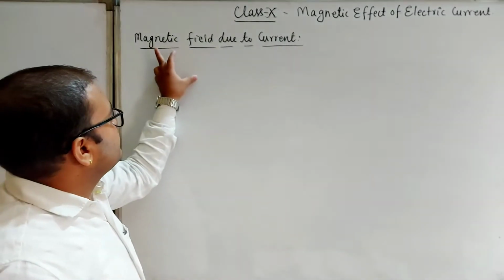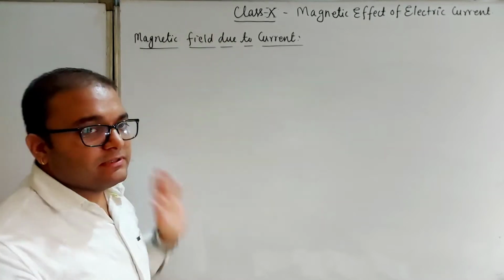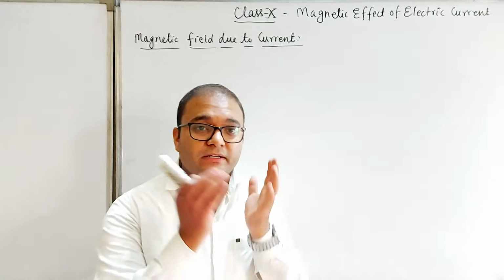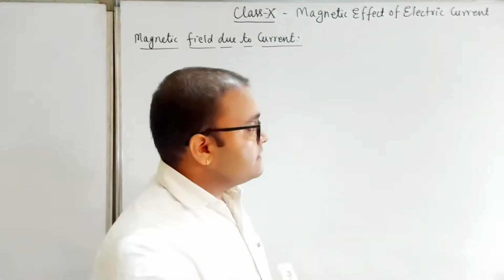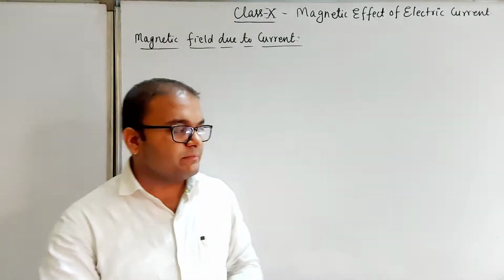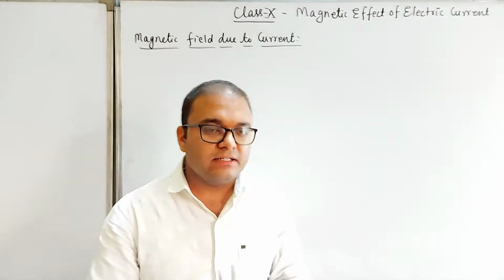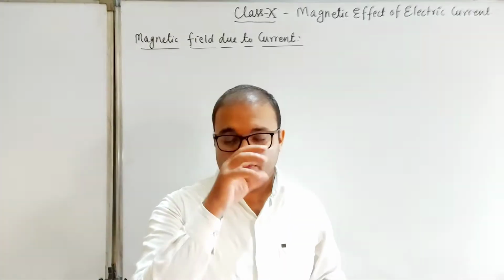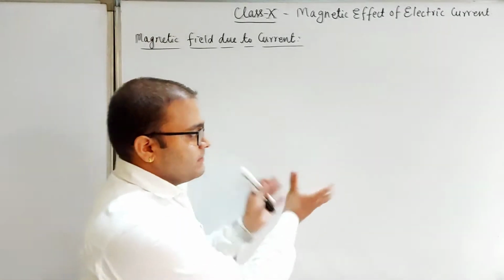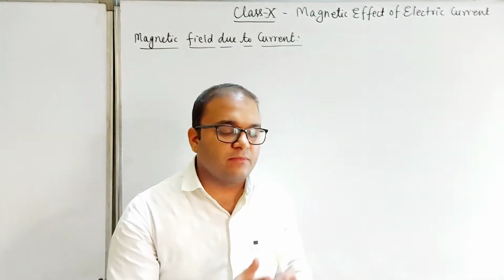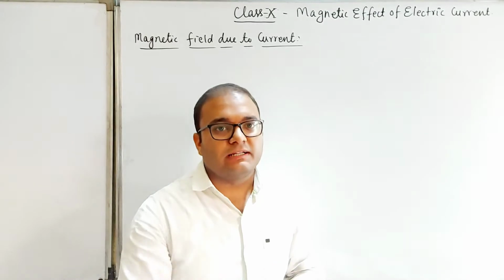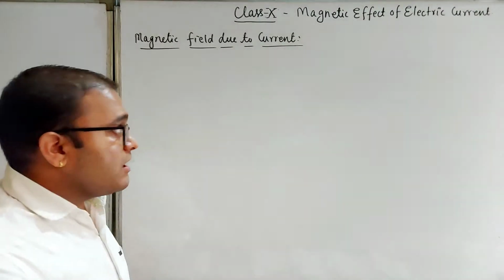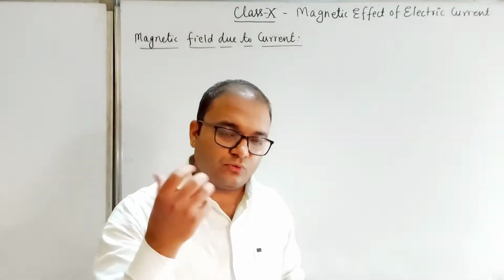Today in this lecture we will study the magnetic field due to current, that is, how a magnetic field is produced due to current. In the previous lecture we studied the magnetic field due to a bar magnet and the magnetic field lines of a bar magnet. We drew the magnetic field lines around a bar magnet and then discussed the properties of magnetic field lines. So today's topic is the magnetic field due to current, how a magnetic field is created due to current.